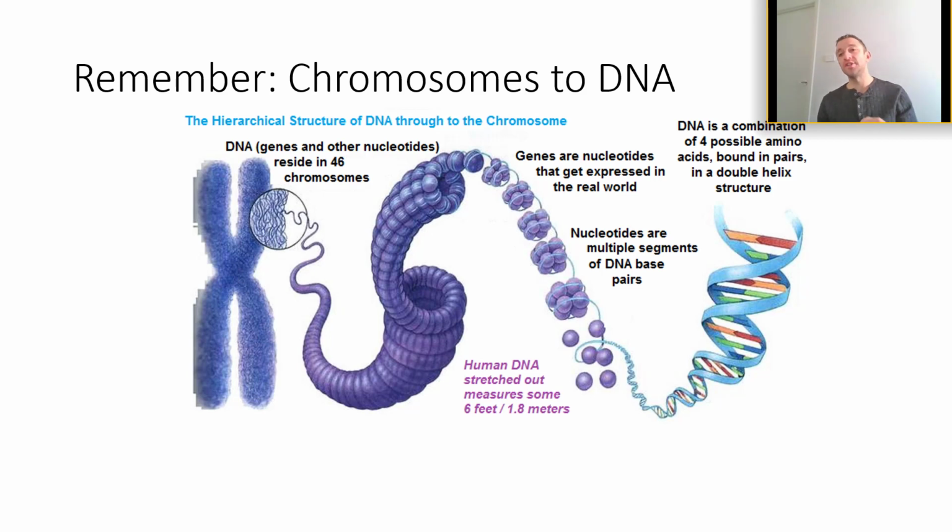Okay, so from our introduction to DNA video, I want you to remember the relationship between chromosomes, genes, and DNA. And I think this is a fantastic image to be able to show that for you. So we've got right here our chromosomes. And then looking a little bit closer to that, genes and other nucleotides reside in your 46 chromosomes. Remember, 23 from your mum, 23 from your dad. So our genes, they're nucleotides that are going to be expressed in the real world.